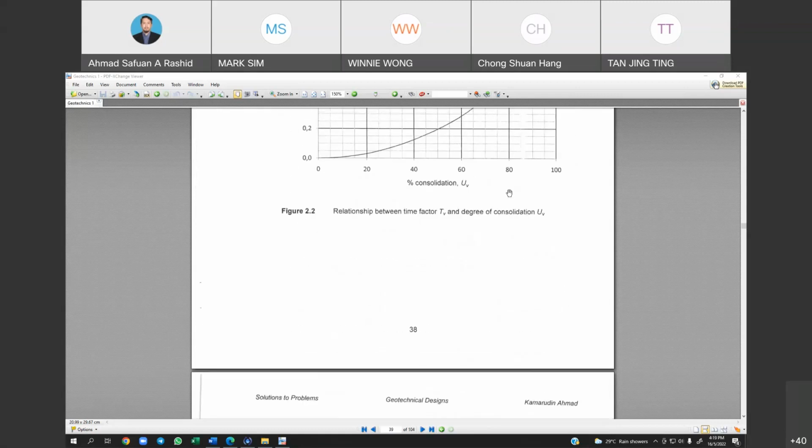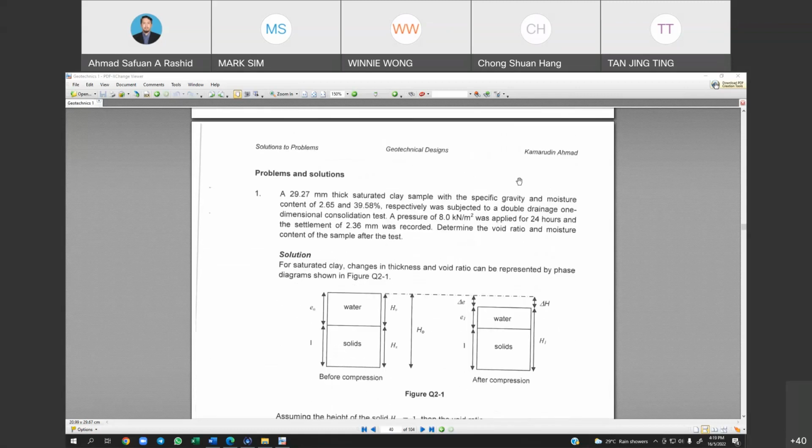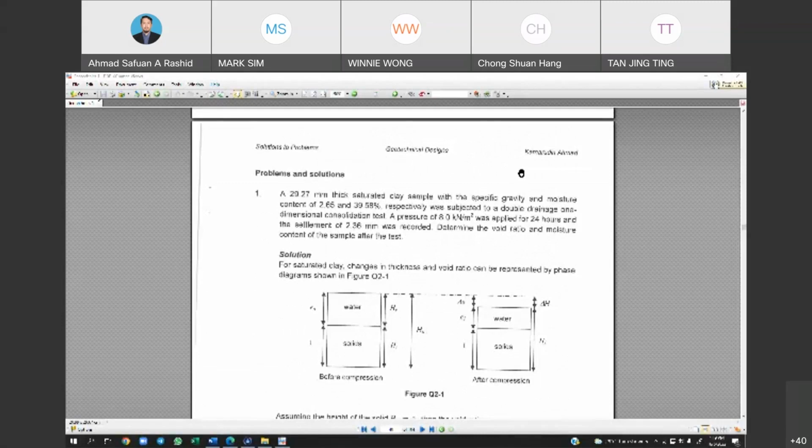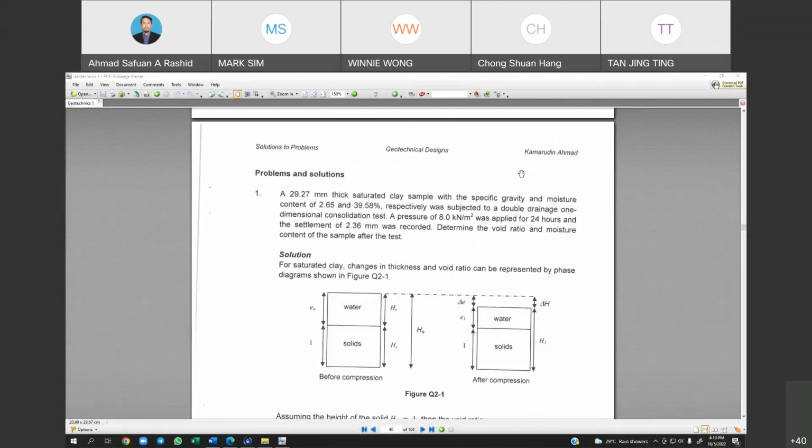Okay, so now we move to example number 1. From this example, we may learn how to calculate and determine the void ratio value.